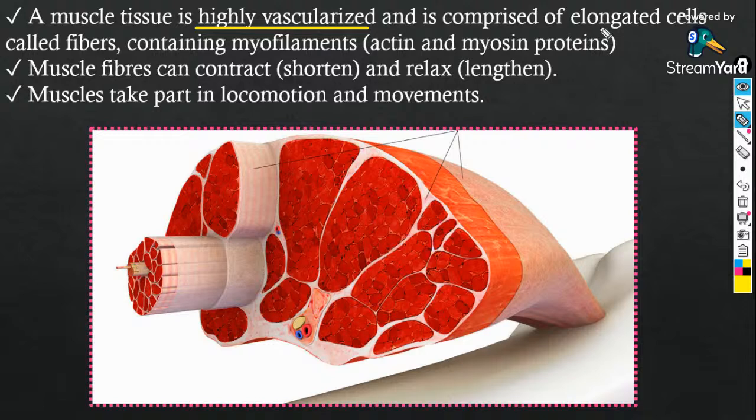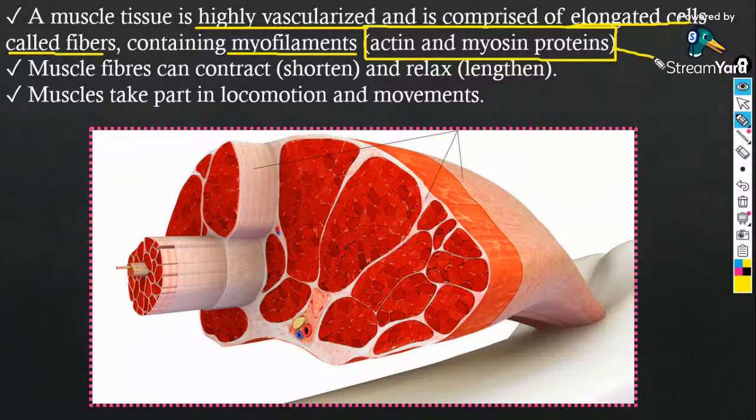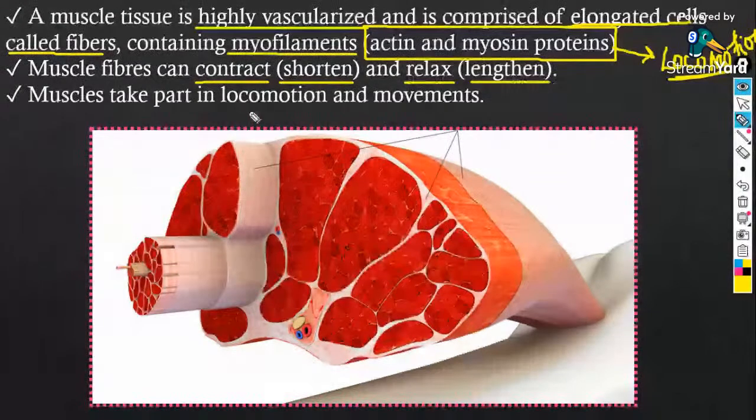It is comprised of elongated cells called fibers, containing myofilaments, that is muscle filaments. Two muscle filaments are there: actin and myosin. You will study actin and myosin in the chapter on locomotion, in human physiology. The muscle fibers have the property to contract, to shorten, and to relax, to lengthen. They also take part in locomotion and movement.